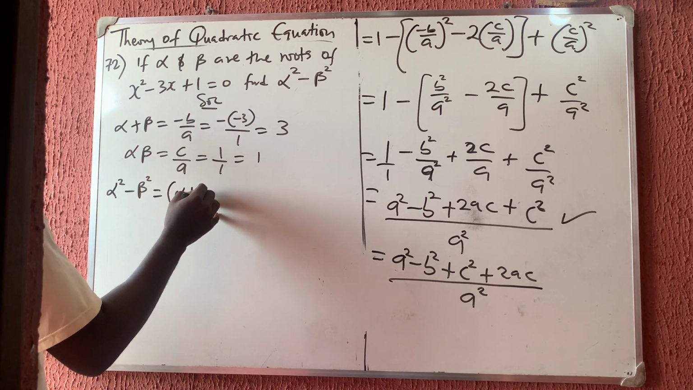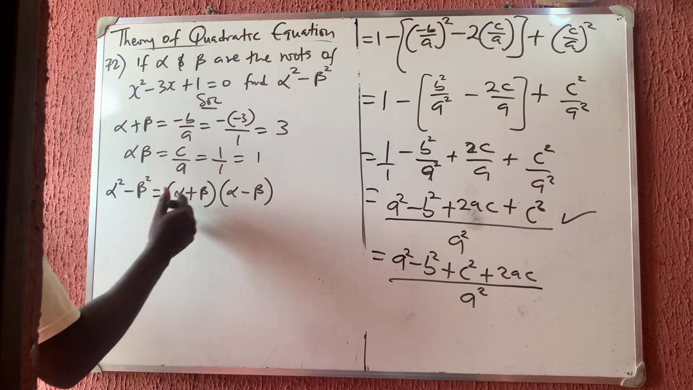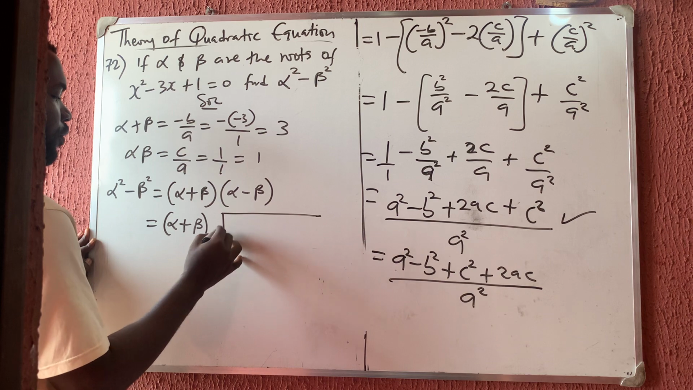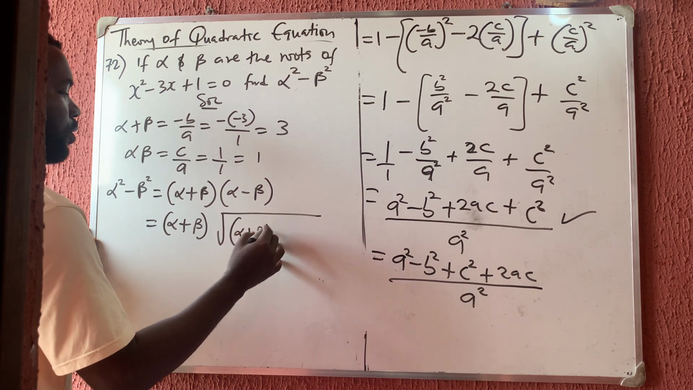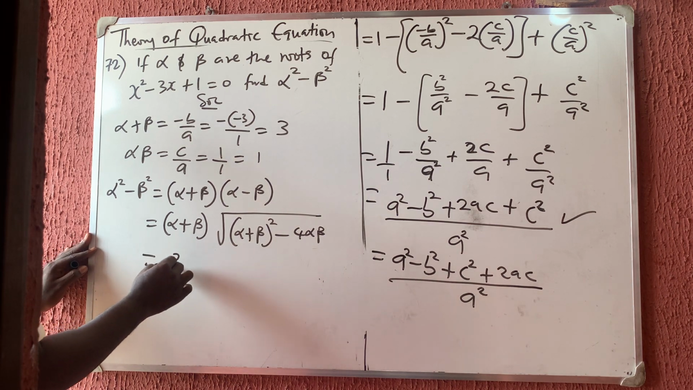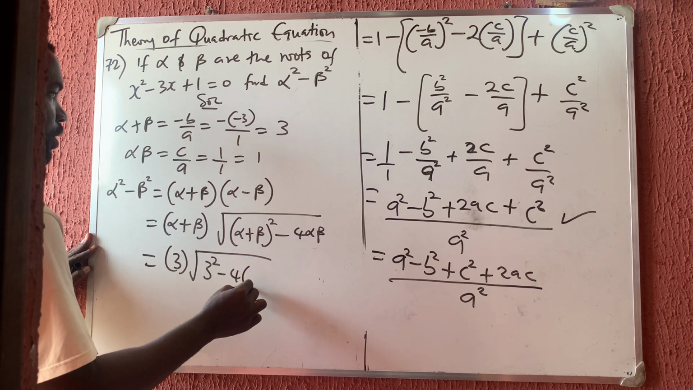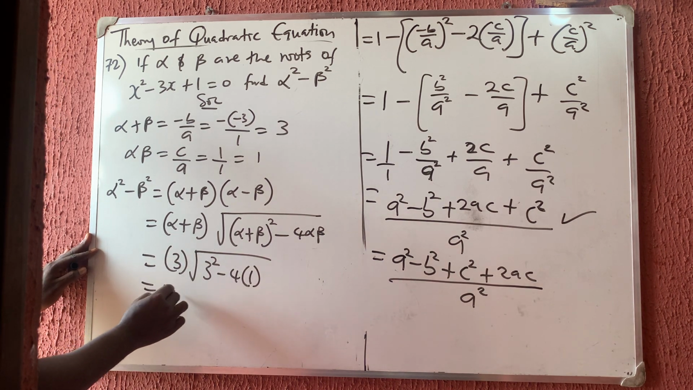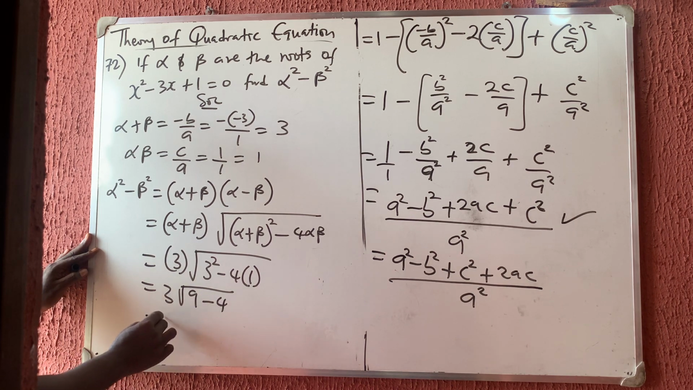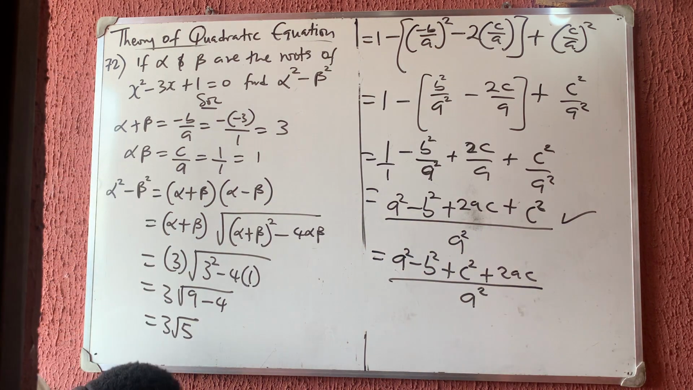Before we get alpha squared minus beta squared, this is a difference of two squares. So this is alpha plus beta and alpha minus beta, and I've told you the meaning of this before. So this is alpha plus beta, then the square root of alpha plus beta all squared minus 4 alpha beta. Let us put everything in. This is 3, the square root of 3 squared minus 4 into 1. So we have 3, the square root of 9 minus 4, which is 3 root 5. 3 root 5 is the correct option.